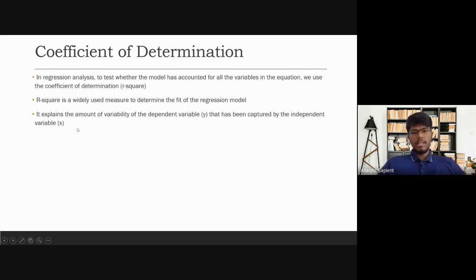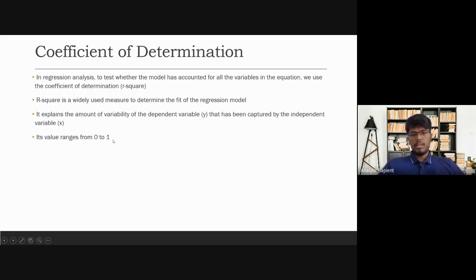For example, sales and marketing. Marketing spend is X and Y is sales. But marketing spend is not the only thing, correct? There are many other things. So similarly, how much variability has been captured would be explained by this R square. And it is a much more standardized way.